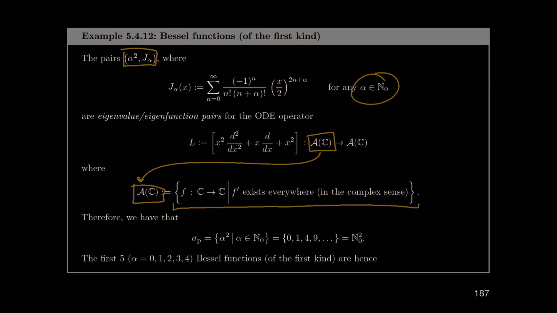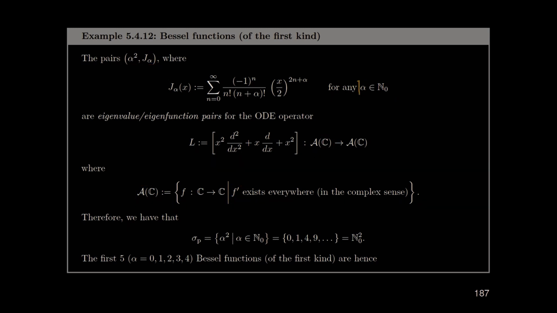When the domain is just that the first derivative exists everywhere in the complex sense, this is what forces us to have alpha in the natural numbers. This is a perfectly well-defined summation if alpha is in other numbers, but we don't gain that the first derivative exists everywhere in the complex sense.